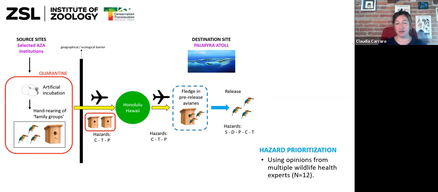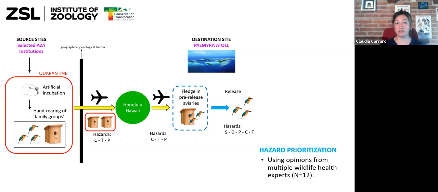In this picture, you can see again the proposed translocation pathway, but this time I've also written down, by the letters C, D, P, C, T, where the identified hazards might occur along the proposed translocation pathway and where they might cause disease. In an assisted colonization, we are mostly concerned about source hazards, because of the risk of co-introducing potential novel pathogens to the destination. However, not all potential hazards might represent a risk.